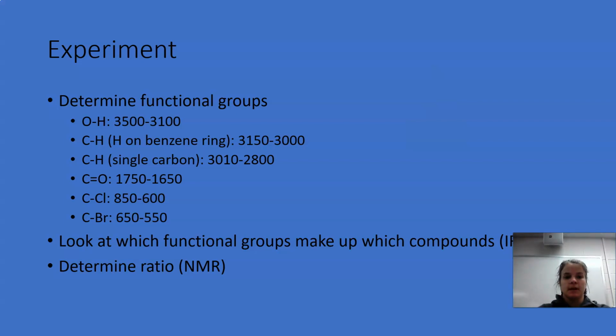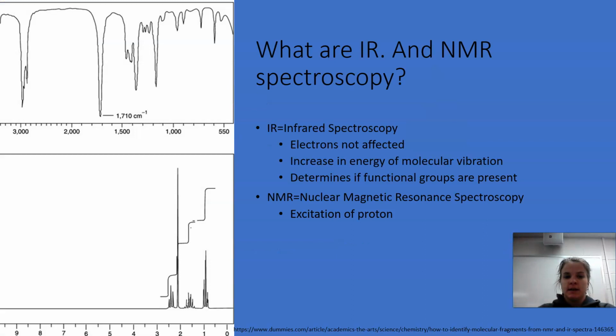So for the experiment, we had to determine the functional groups that were present. To do that, the possible functional groups were OH, CH with the benzene ring, and then CH with just a single carbon, and then C double bonded to O, CCl, and CBr. So to see if they were present, you had to look at the spot on the spectroscopy that it was present at.